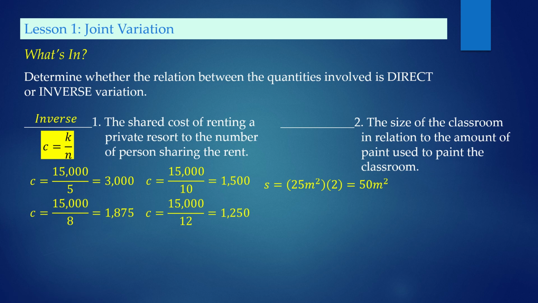So in one classroom, two gallons of paint will be used. A size of 50 square meters needs two gallons of paint, because it means every 25 square meters needs one gallon. So 50 square meters needs two gallons. So how many gallons of paint will be used for 100 square meters? Okay, this one. Four gallons of paint will be used for 100 square meters.